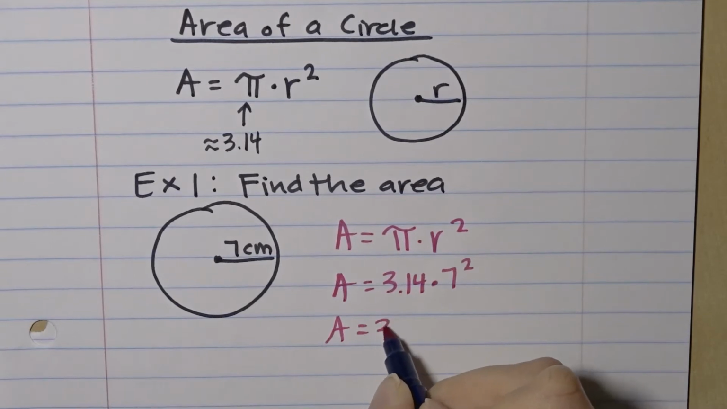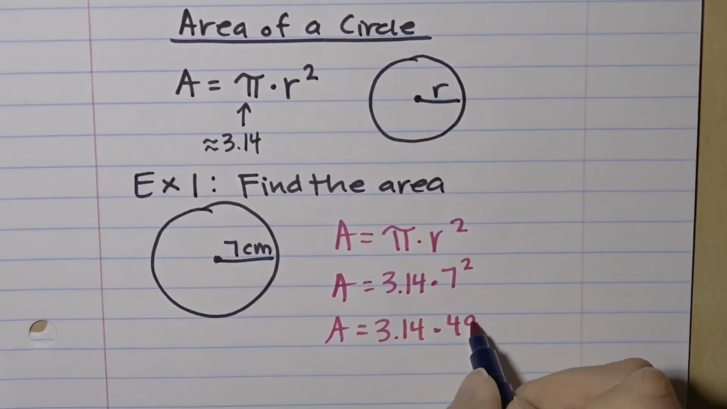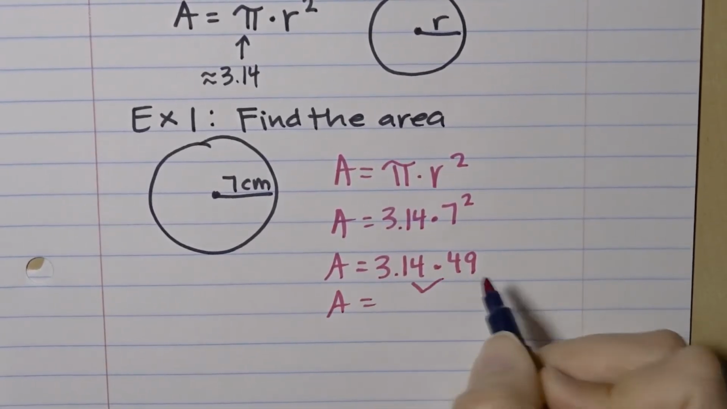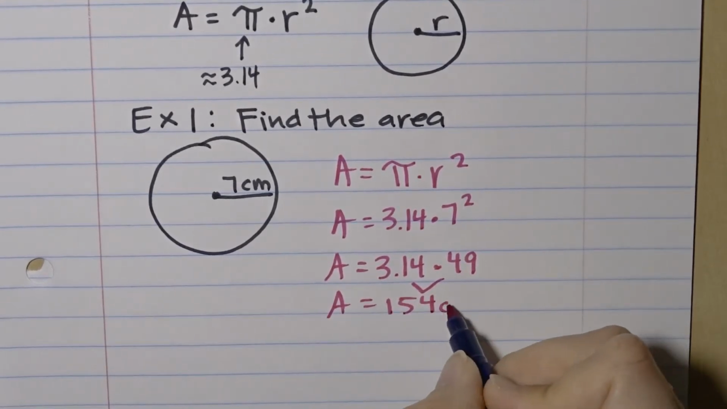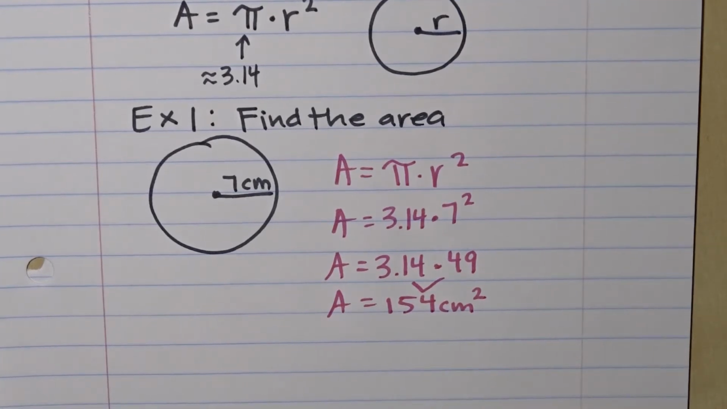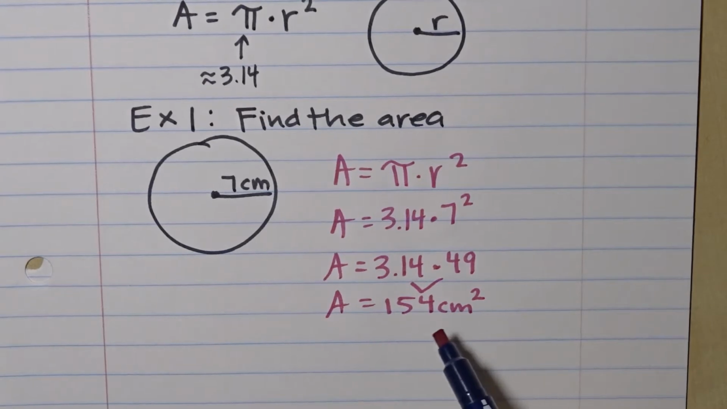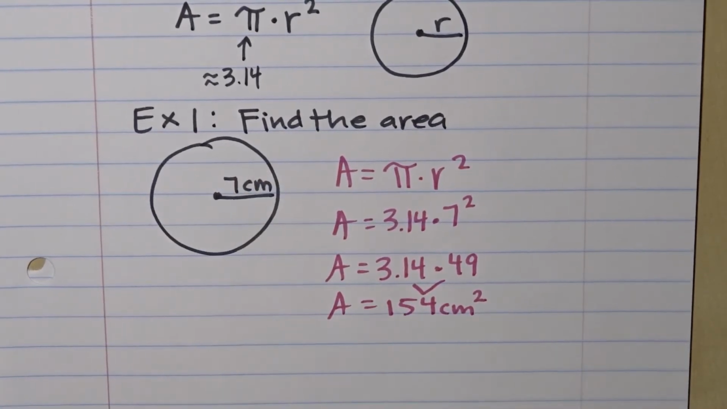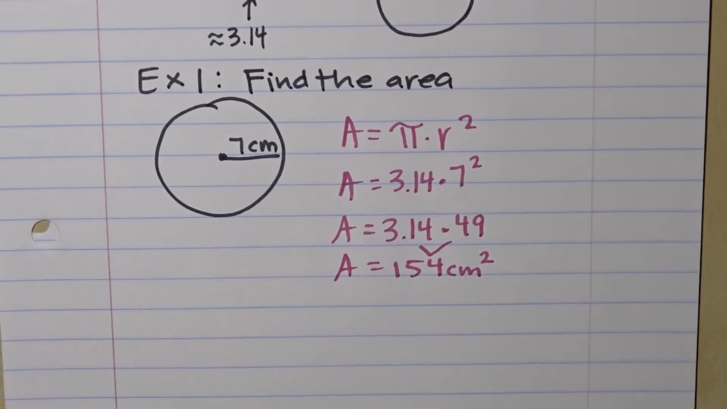The area equals 3.14 times 49. And so those two together multiplied gives you 154 centimeters squared. Now, I'm putting centimeters squared because this is area. If I don't put the second power, it would be a measure of a straight distance. And we want the space inside. That's two-dimensional.